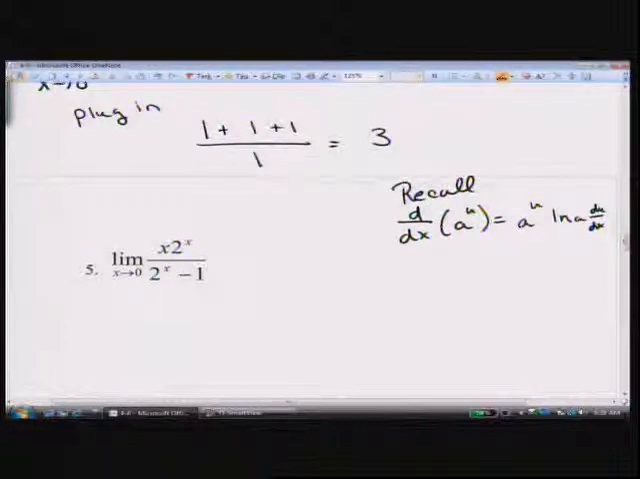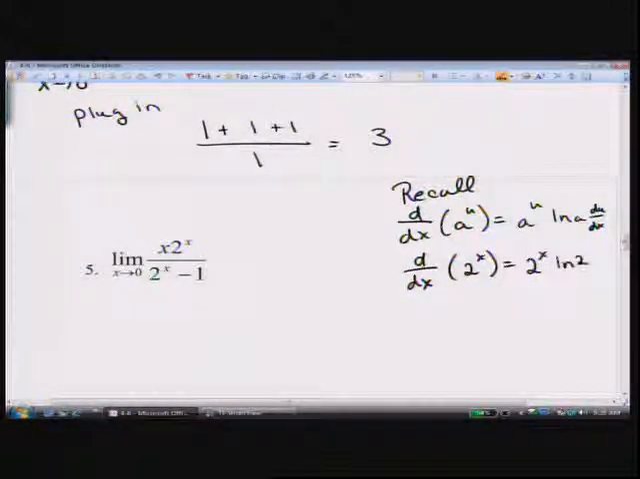Okay, so the derivative with respect to x of 2 to the x is going to be just 2 to the x ln 2, and the derivative of the u here is just 1. But if it had been 2 to the x squared, then that would have been more exciting, maybe. Okay? All right.